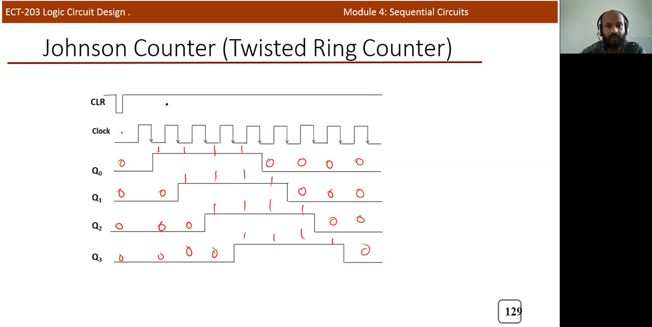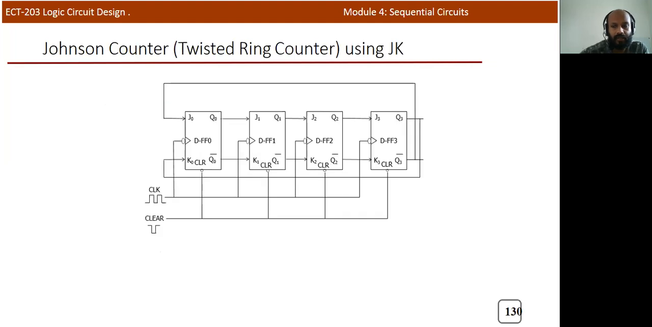Okay, so this is a waveform of Johnson counter, and this is exactly the same Johnson counter using JK flip-flop. In the case of D flip-flop, we only need to connect Q3 bar to the D input, but in the case of JK, Q3 bar is connected to J0 and Q3 is connected to K0. That's the only difference when you use JK flip-flop to generate the Johnson counter. If you use D flip-flop, there is only one input, so you can directly connect Q3 bar to the D input. Now with JK flip-flop, Q3 bar is connected to J0 and Q3 is connected to K0. Okay, it's all about Johnson counter and ring counter.